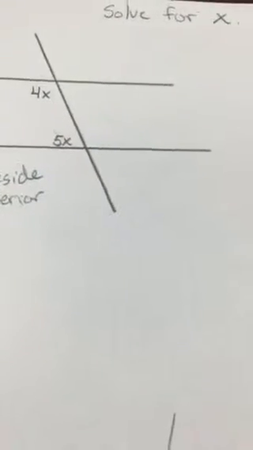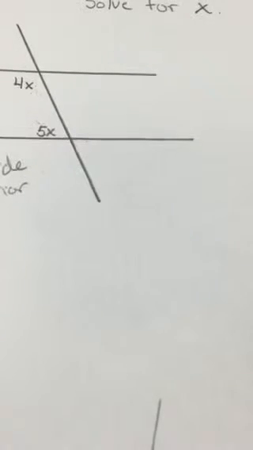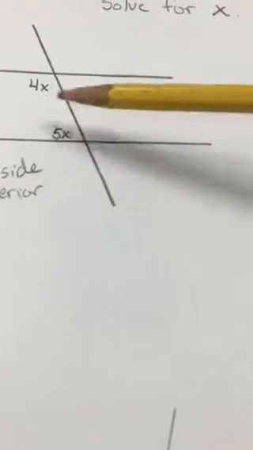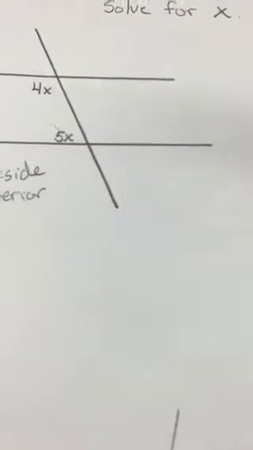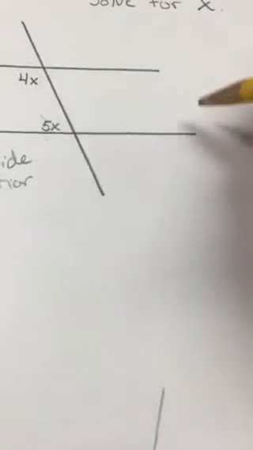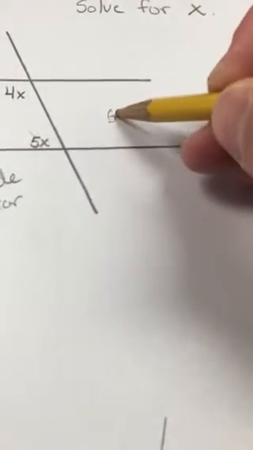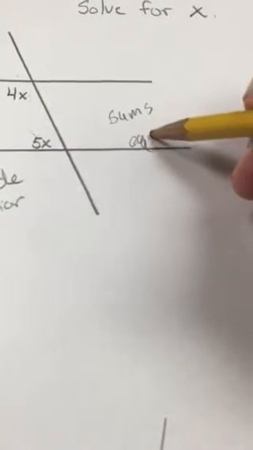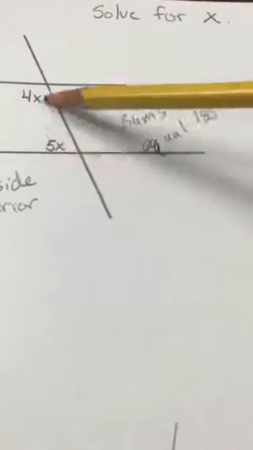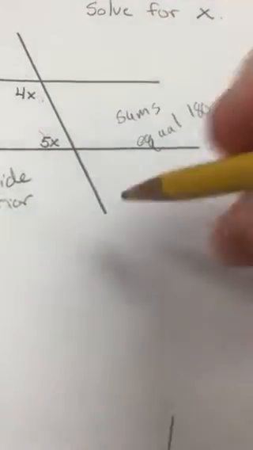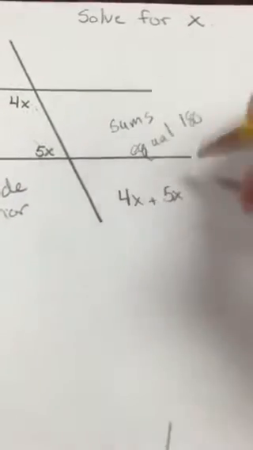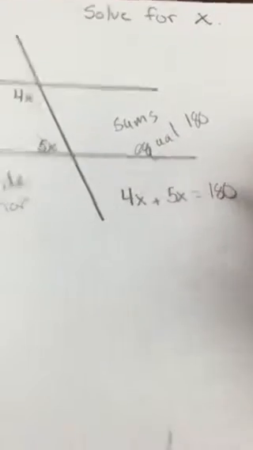All right, then we ask ourselves, okay, well, what do we know about same side interior angles? Think about it. You can look in your notes from yesterday. Are same side interior angles congruent? Are they the same? Are they equal? No, they are not. Remember, their sums equal 180. So if we know that, we can add these two together and they would equal 180. So our equation would be 4x plus 5x equals 180.